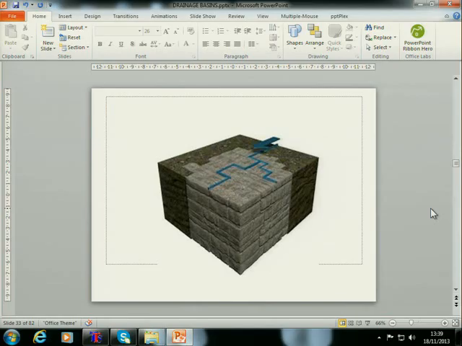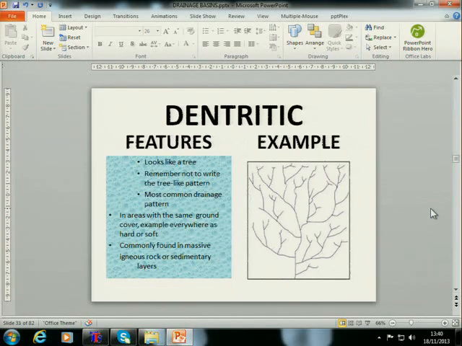This is how it looks in 3D. You see, the streams will follow the cracks. Do you see? There are cracks in the ground and the streams will follow those cracks and may join at a 90-degree angle. I just want us to go back to the dendritic pattern quickly.